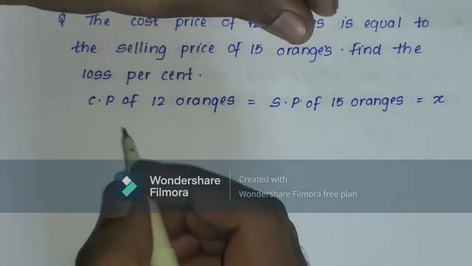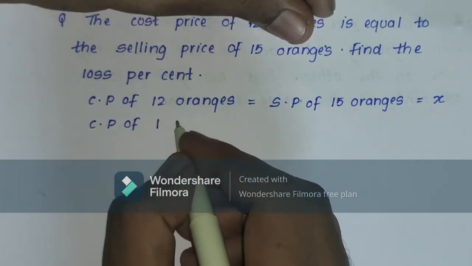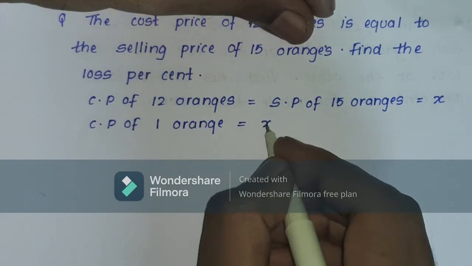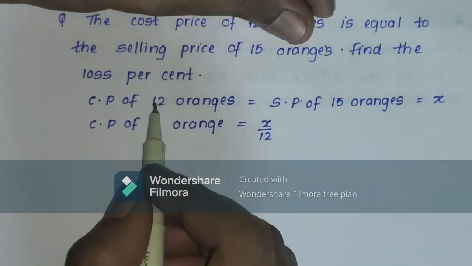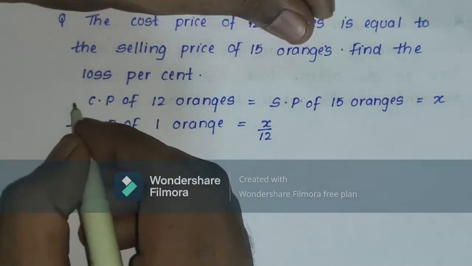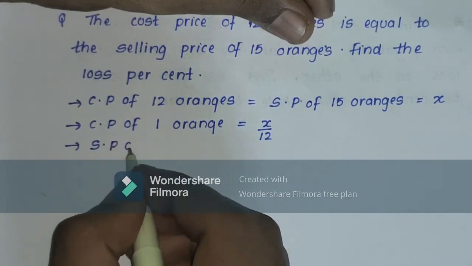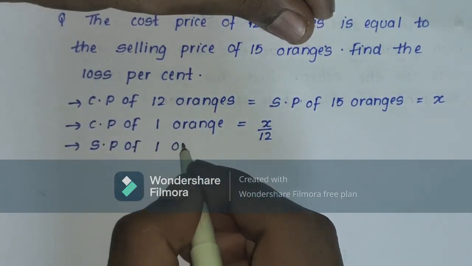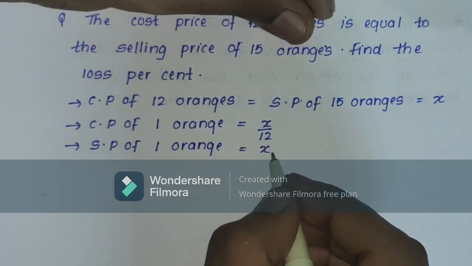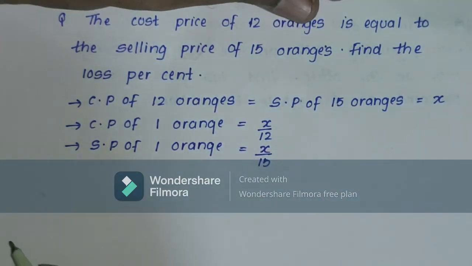Now, we can say that CP of one orange is equal to X by 12, student. Yes, we'll send this 12 here, so it will become X by 12. The same thing is applicable for SP also. So we'll say selling price of one orange is equal to X by 15, student. We are going to send this 15 here, so it will become X by 15.